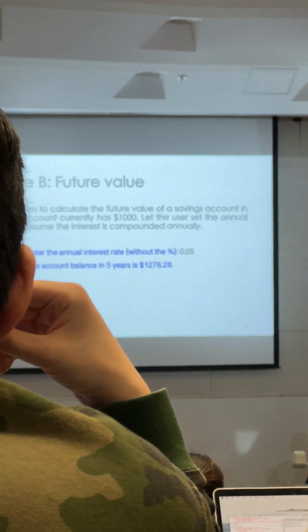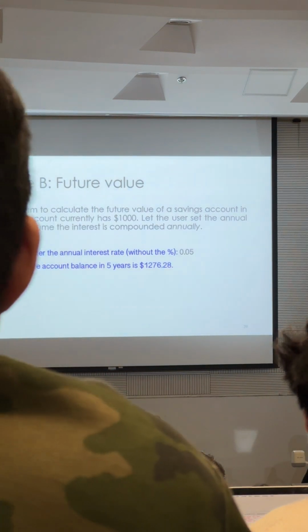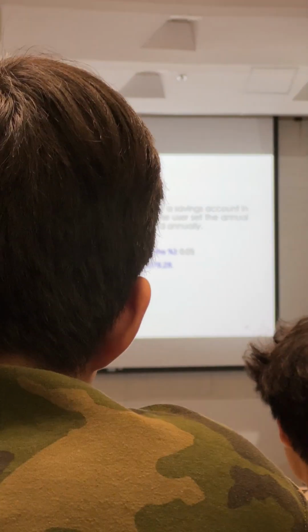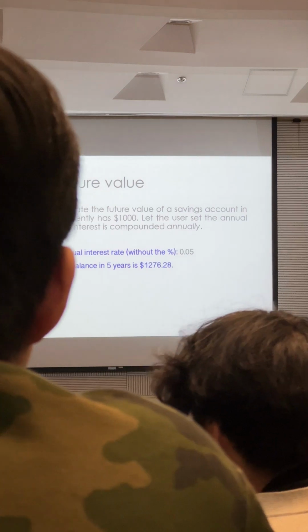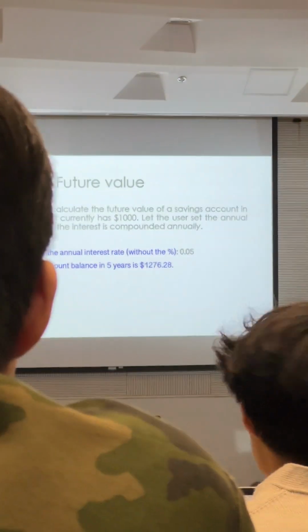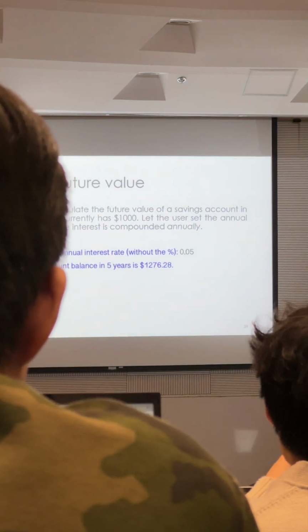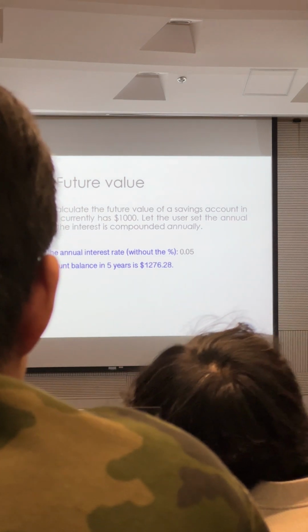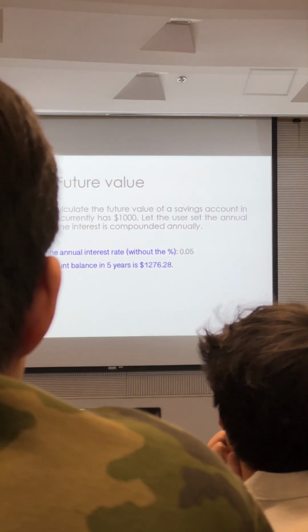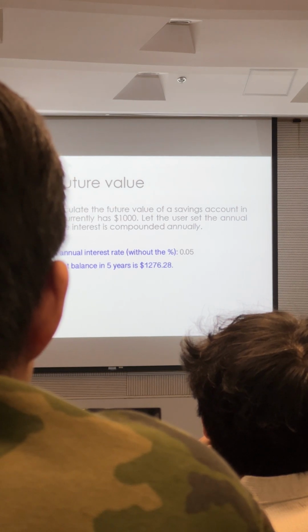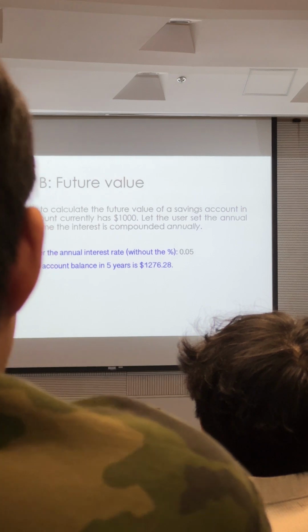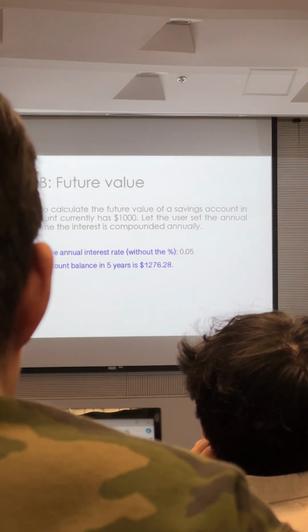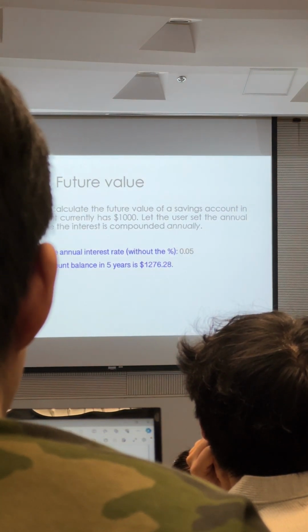Okay. So example B, future value. I want you guys to write a program to calculate the future value of a savings account in 5 years. The account currently has $1,000, and let the user set the annual interest rate and assume the interest is compounded annually. So here maybe we need a little bit of background knowledge about the future value and the present value. So let me do it here.